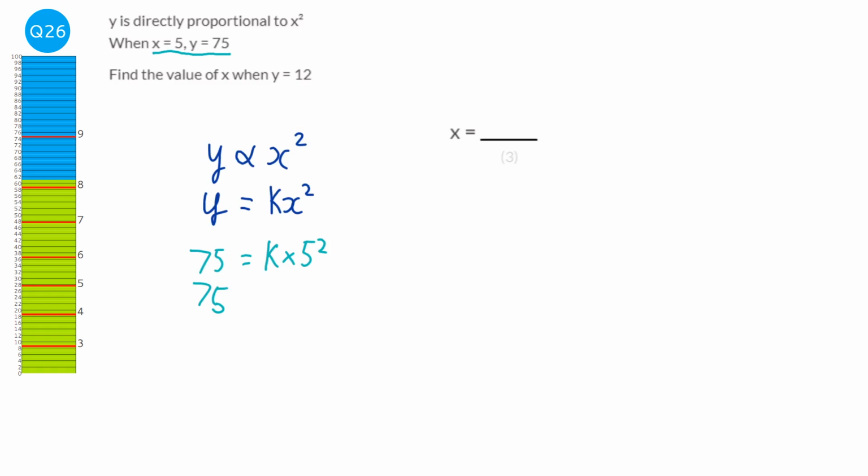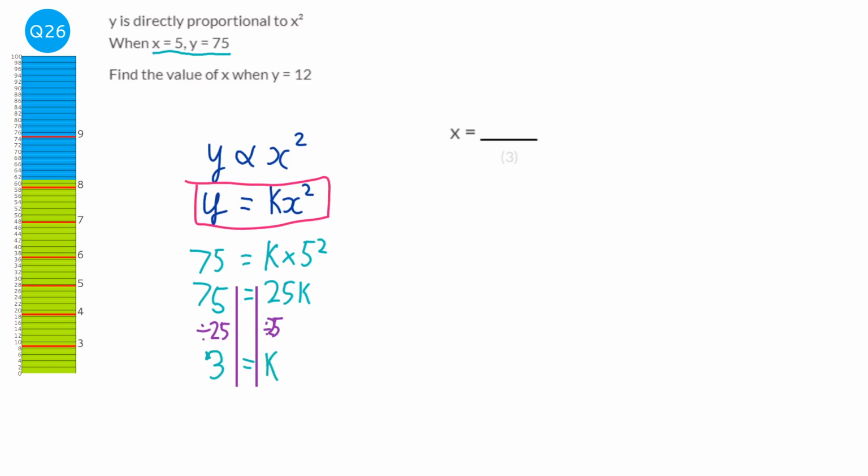So we know that 5 squared is 25. And then just quickly solve this. So I'm going to divide both sides by 25, and as you can quickly see, k is going to equal 3. Rewrite the equation, so I'm just going to rewrite this, but with k as 3. K is a constant, so we know that that will be correct for all values of y and x.